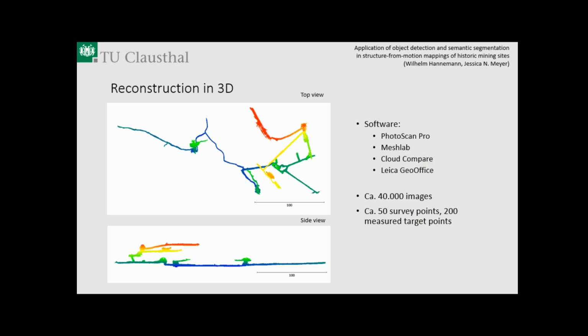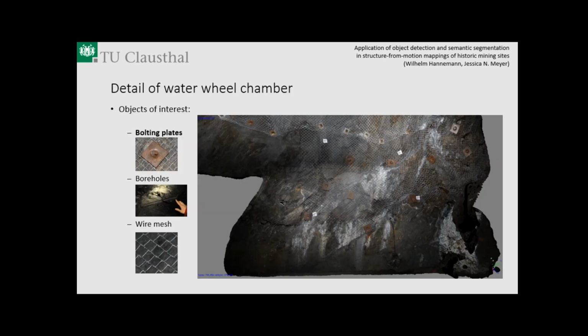We are still in the phase of dense matching and creating 3D models in high resolution, but this is the sparse point cloud you see. There are several hundred meters of tunnels and some water wheel chambers. We used Photoscan Pro, MeshLab, CloudCompare, and Leica GeoOffice. And well, now we have 40,000 images of this mine with position in 3D and about 200 measured target points from 50 surveyed station points.